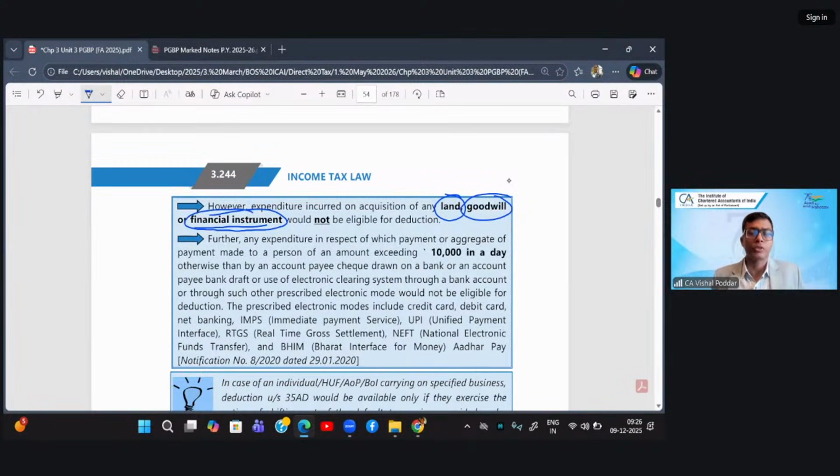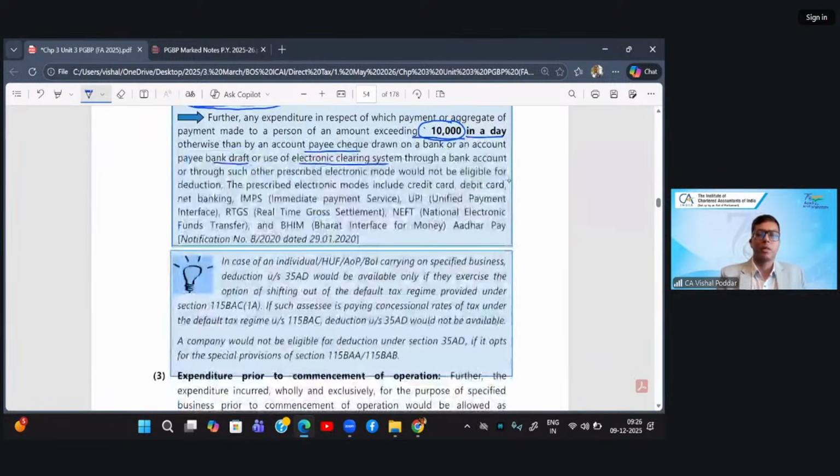Further, the restriction of payment of 10,000 in a day is applicable here also. So here, for these capital expenses, when you are making payment, please follow this rule that you should make payment only by way of account payee cheque or account payee draft, or using the notified electronic medium. If you make payment exceeding 10,000 in a day of any of these capital expenses, and it is not paid by this particular method, the amount will be disallowed. You will not get deduction for that amount.